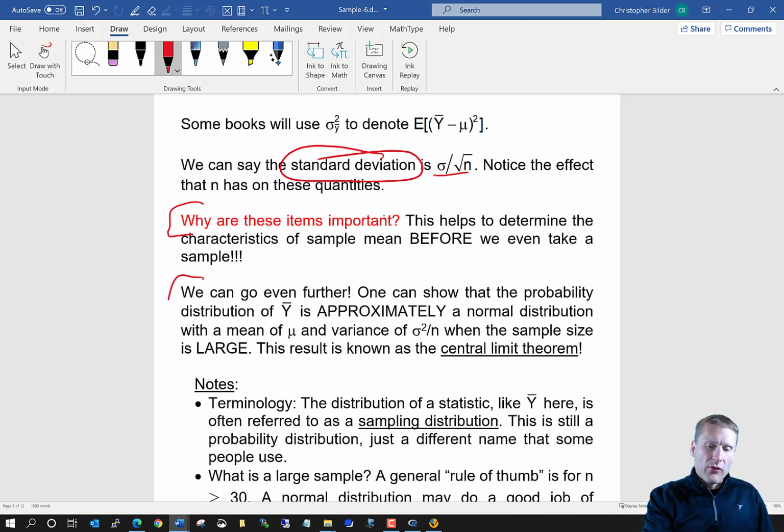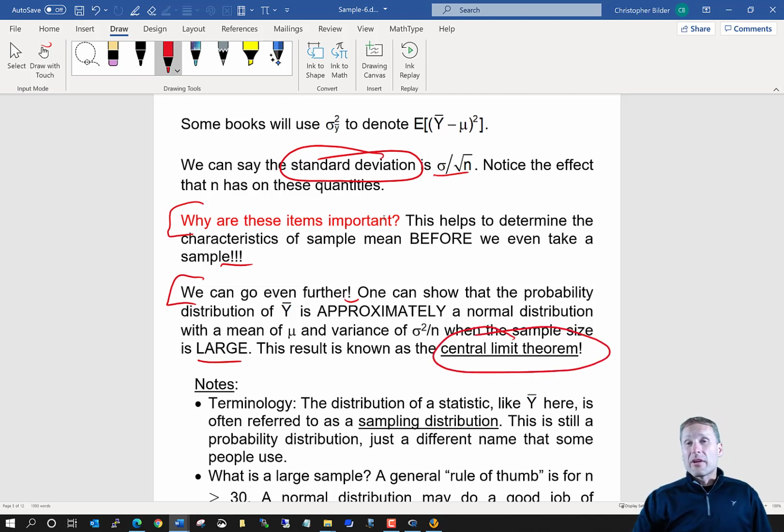And we can even go further. So you can see how I'm getting excited about this, because this is a really cool section. One can actually show that the probability distribution of y bar itself, in other words, the sampling distribution of y bar, is approximately a normal distribution with a mean of mu and a variance of sigma squared divided by n when the sample size is large. This result is known as the central limit theorem.